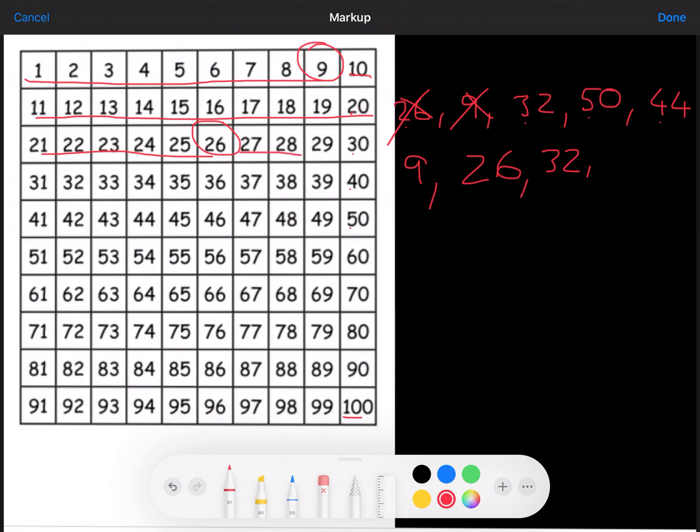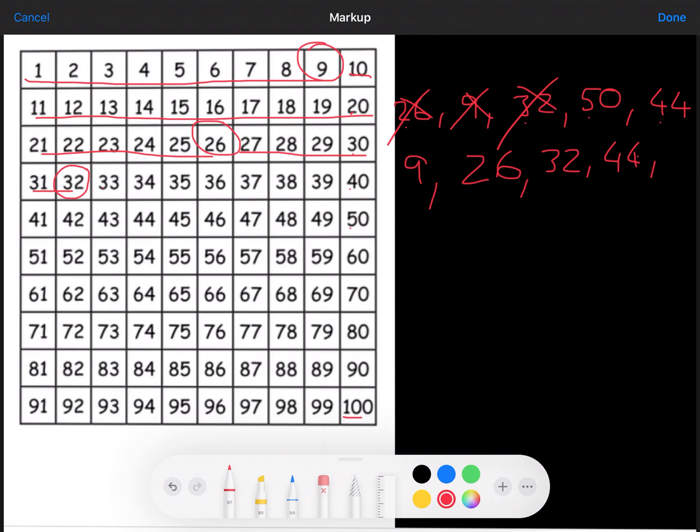And again, we can carry on along our 100 square and we get to 32 before we get to any of the other numbers. So we can cross that off. We've got 2 numbers left, 50 and 44. So again, look at that first number. Okay, so we know that as we go up the tens, the numbers increase as they would when we were counting. So is 5 or 4 the smaller number? Right, number 4 is smaller than 5. So our next number must be 44.